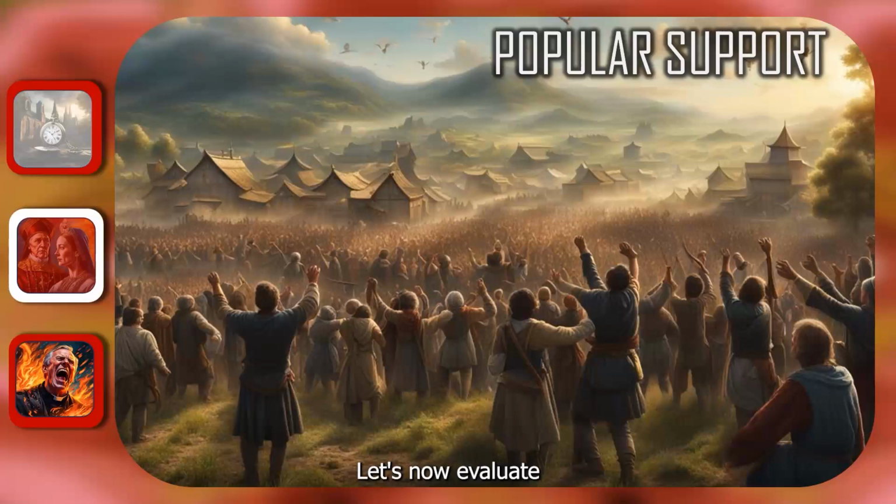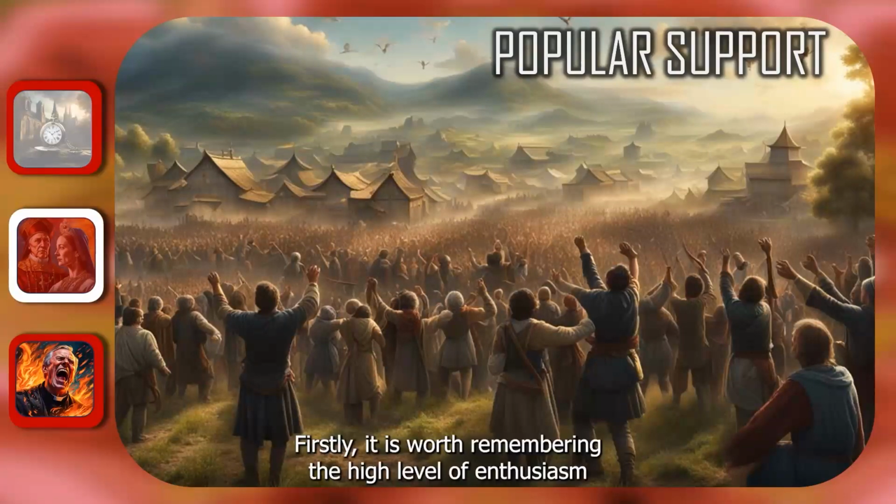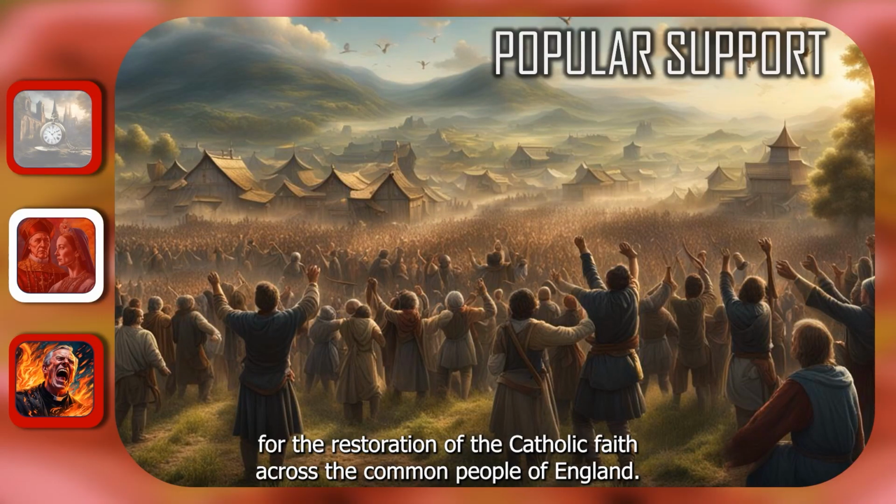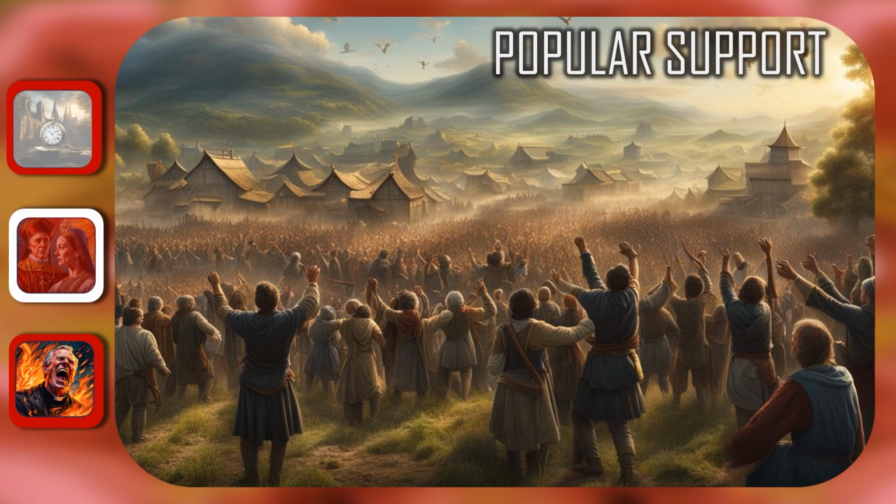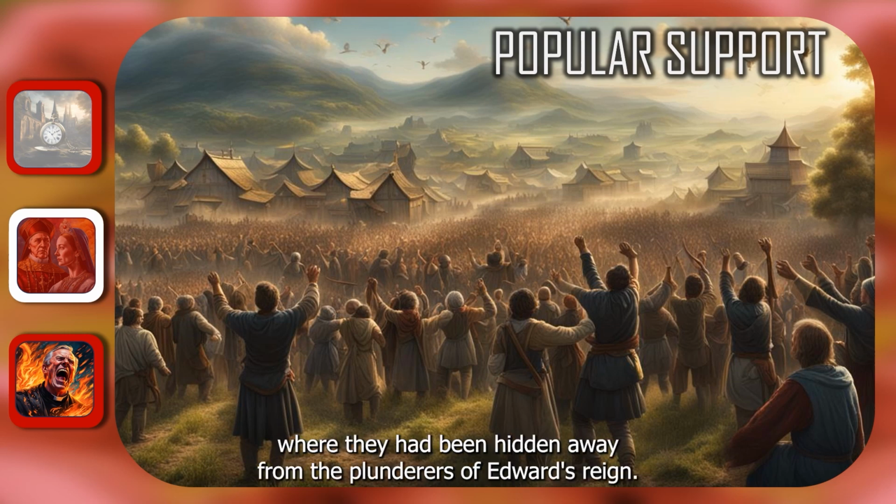Let's now evaluate the level of success of the Marian reaction. Firstly, it is worth remembering the high level of enthusiasm for the restoration of the Catholic faith across the common people of England. There were many rural priests that were able to bring their ornamentations out of storage, where they had been hidden away from the plunderers of Edward's reign.